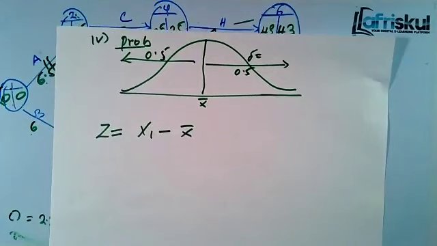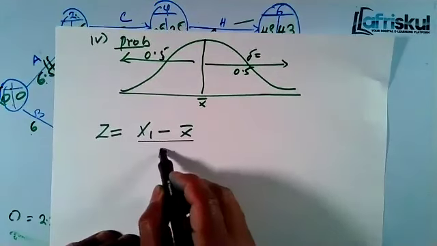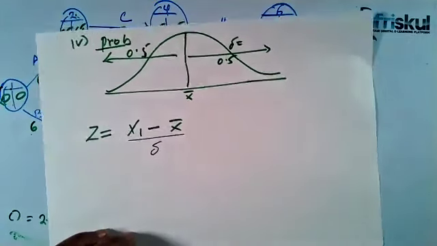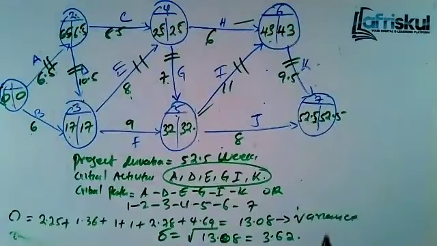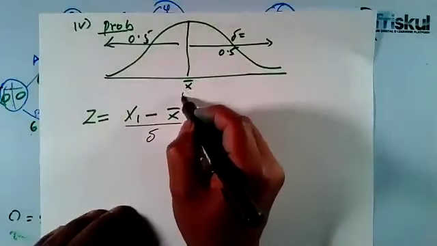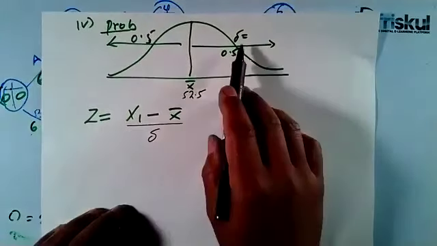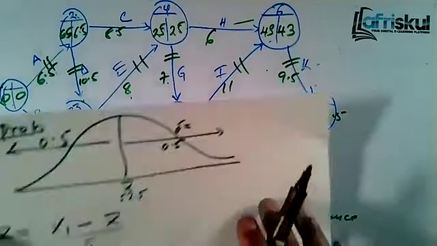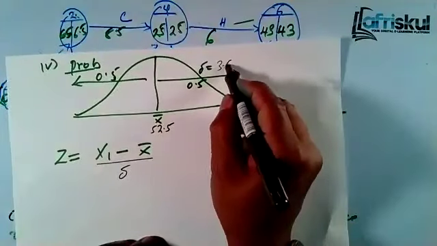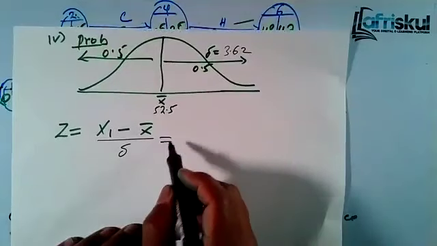You divide by the standard deviation. Now that's how we get that formula. So in this case, our X bar is the project duration, which was 52.5. We already have the standard deviation, which we computed here: 3.62. So now let's get Z.